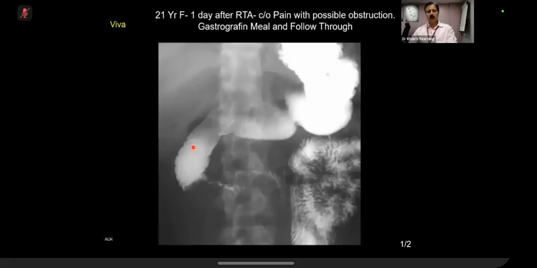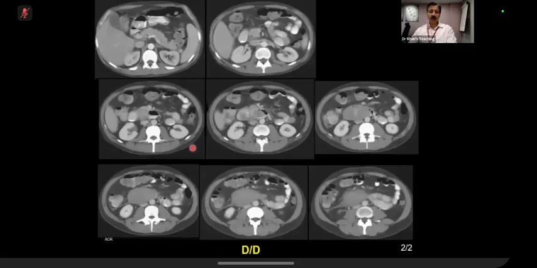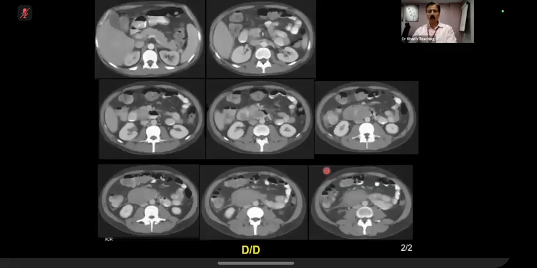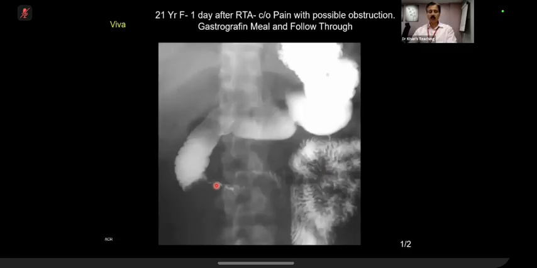Excellent. So we call it intramural hematoma, and intramural hematomas can happen in the duodenum, and that is the take-home point. You see duodenal wall folds and thickening or mass, vascular, intramural hematoma. It becomes an exam case. If you know it, you will pick it up, otherwise you will not. And you see that it is not causing a significant obstruction, and contrast has gone distally. Thank you, number 6, well done.